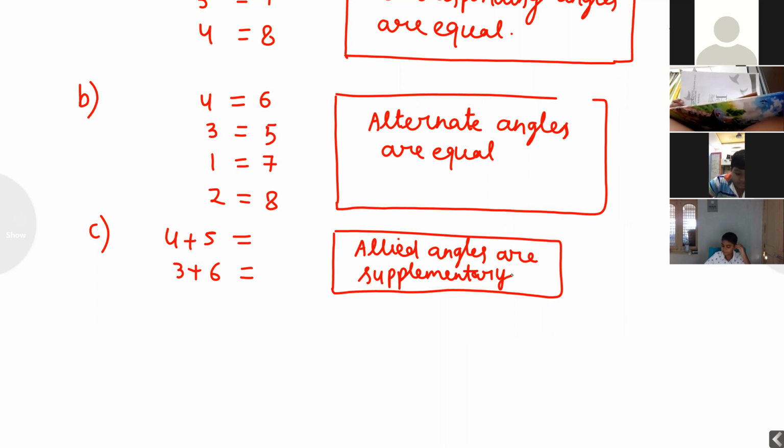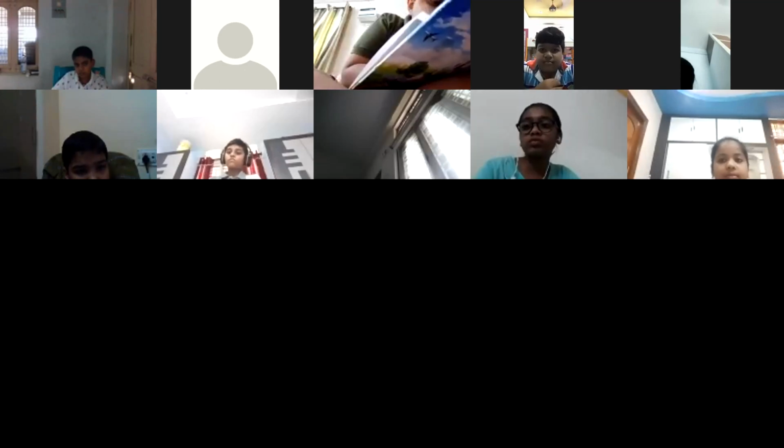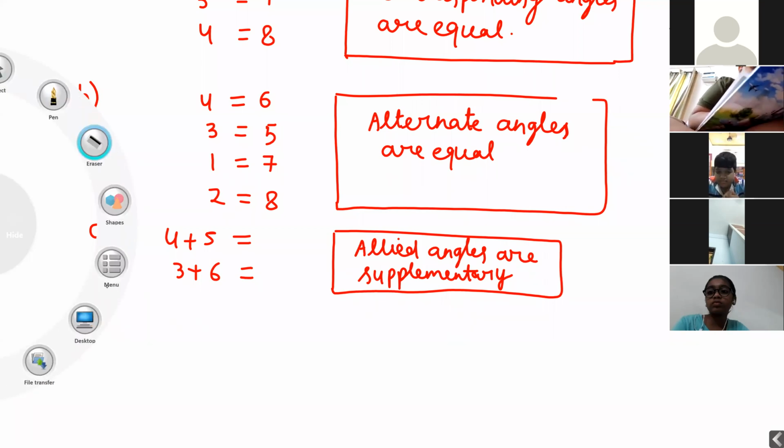Everyone close course book. Allied angles are supplementary. Alternate angles are equal. Left side, keep heading: adjacent angles.